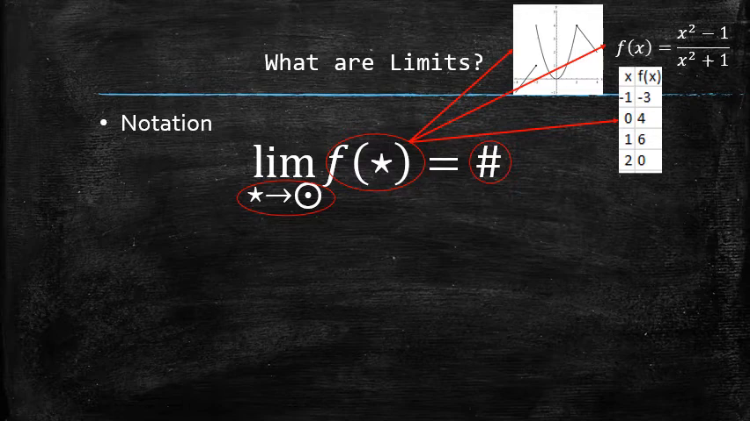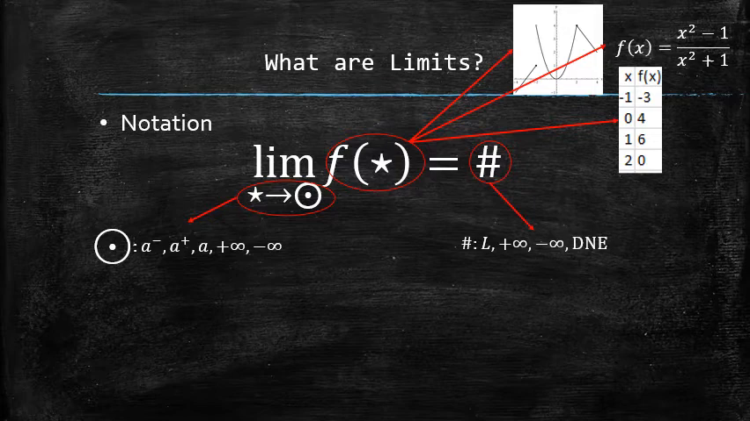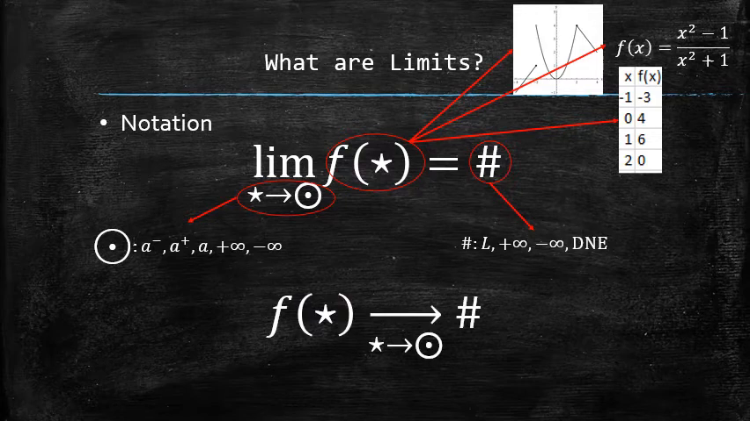The target value can be one of the following: a finite number or an infinity. And finally, the limit can be equal to one of the following: again, a finite number or an infinity, or it may not exist at all. Alternatively, we can use the following notation that omits the word limit and uses the arrow instead.